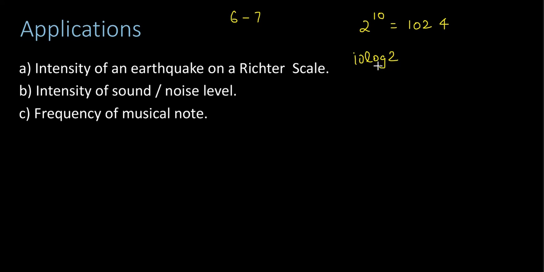So 10 log 2 means log 2 is just a decimal number which is less than 1. It will be around, let us say, 0.177, I think, and this will be, I think, 1.77. I'm not sure, but it is definitely a single digit decimal number. So this big number 1024 has been reduced to about 1.77. So the scale is drastically reduced the moment we take the log of the variables. A Richter scale is basically a logarithmic scale where the variables are changed to log variables.